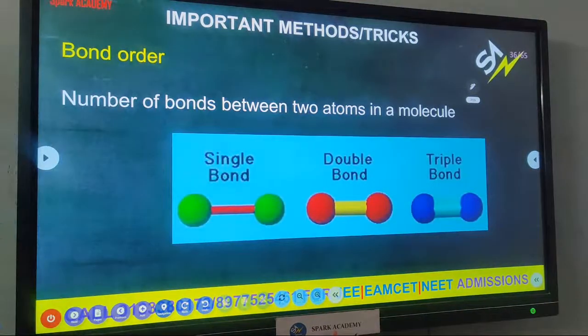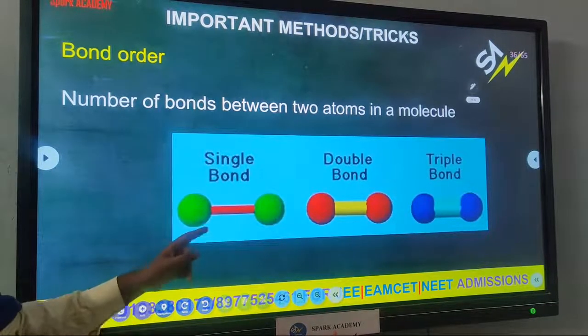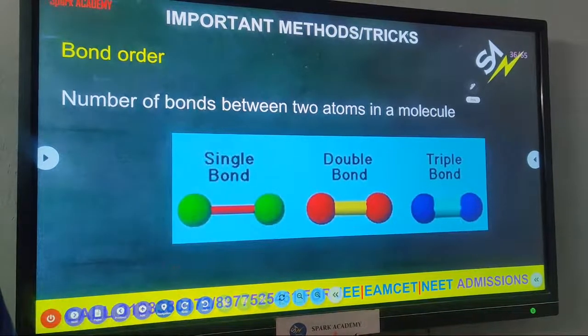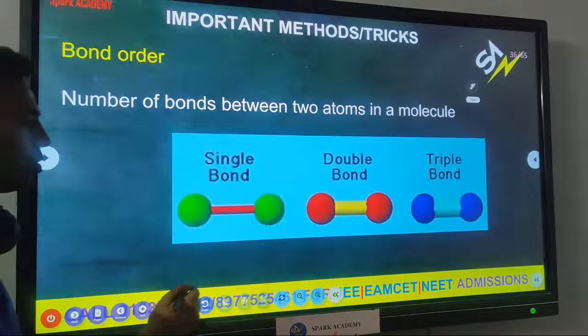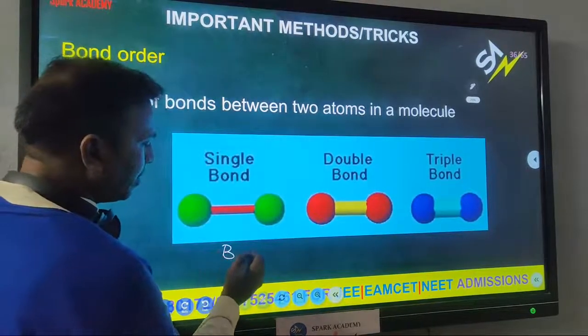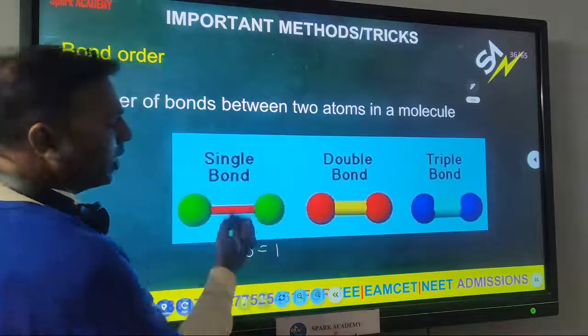Now after bond energy, bond enthalpy, we see the bond order. So what is the meaning of the bond order? It is the number of bonds between 2 atoms in a molecule. That is called bond order. Now what is the bond order here? Because only a single bond is there, bond order, BO, is equal to 1 here.